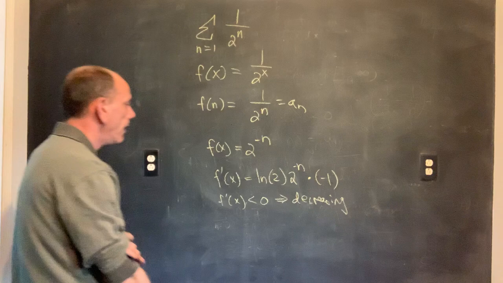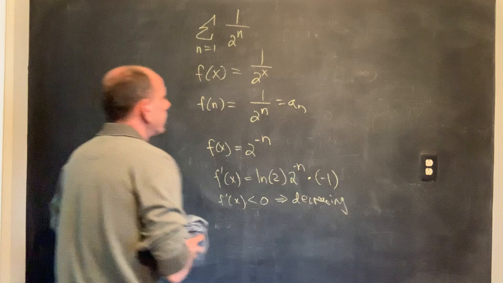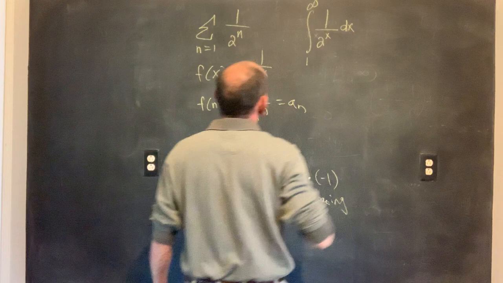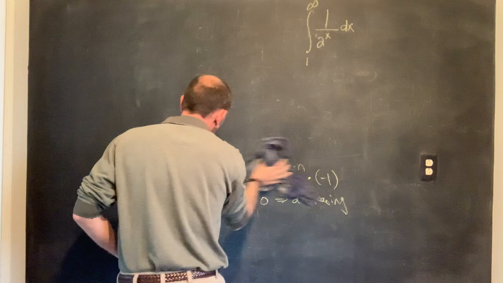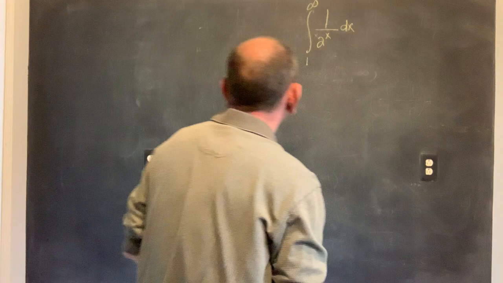All right. So it's continuous on our interval, it's decreasing, and it agrees at all the natural numbers. That means we can apply our integral test. So we want to look at the integral from 1 to infinity of 1 over 2 to the x dx. First of all, we need to fix our bad bound.